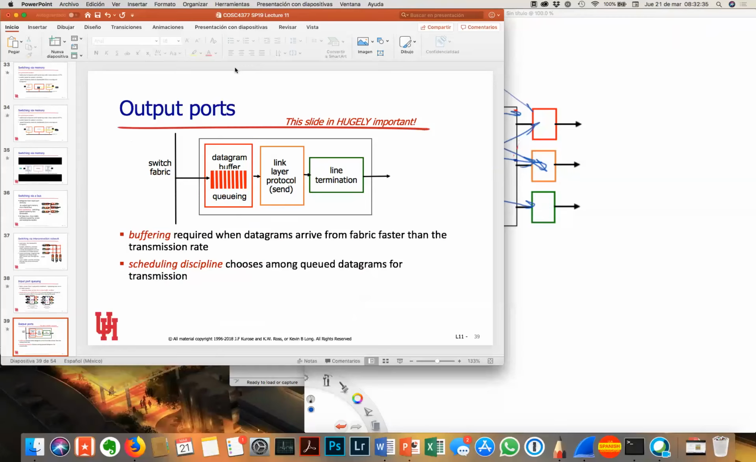On the output port, you've also got a buffer, and you need a really good scheduling discipline to choose among the datagrams who's going to get transmitted. You can choose to vary the order based on size and time and bandwidth. One of the most critical things you've got to do is decide who's not going to get to go, who's going to get left behind, who's going to get dropped.